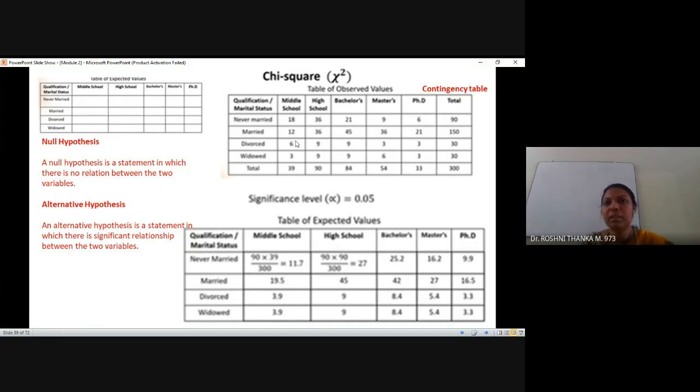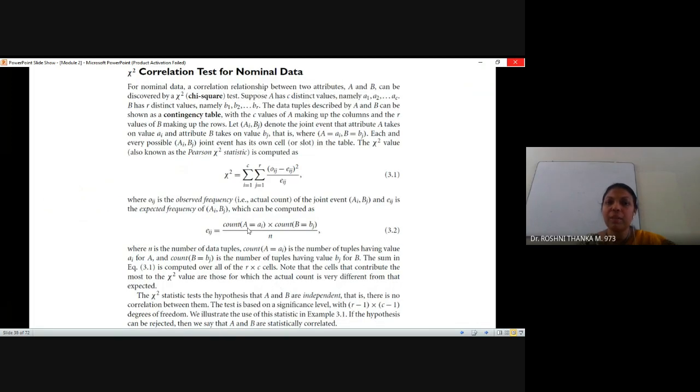And then this is the observed value, already given. This table is also called the contingency table. From this contingency table, we have to find the expected value. To find the expected value, the formula is: the total count of values for this particular attribute ai, times the count of the other variable bj, divided by the total number of tuples available in the data.